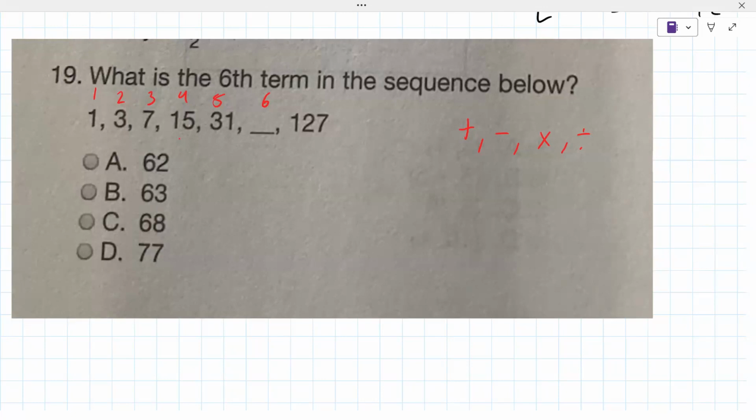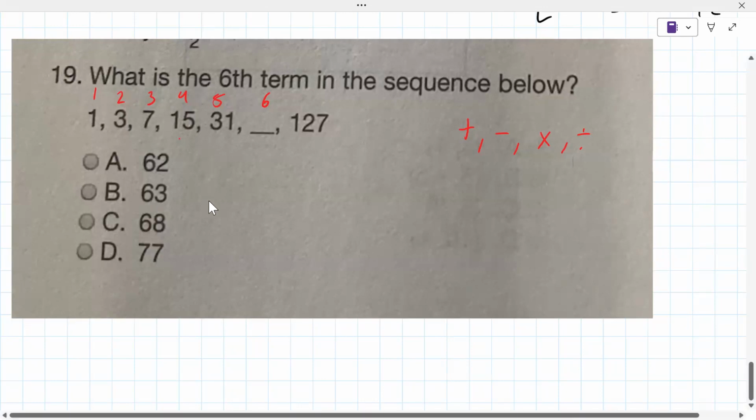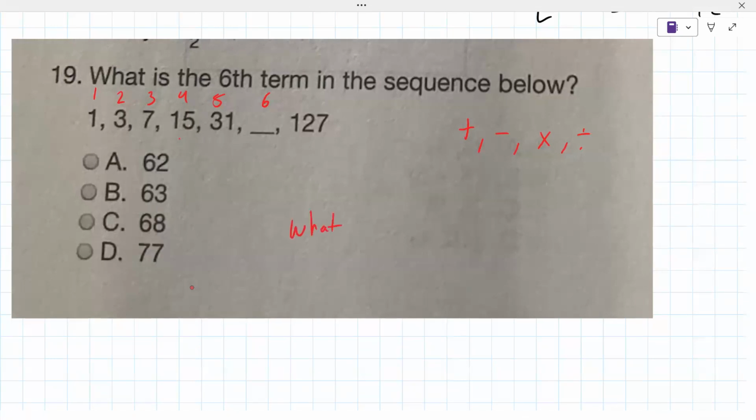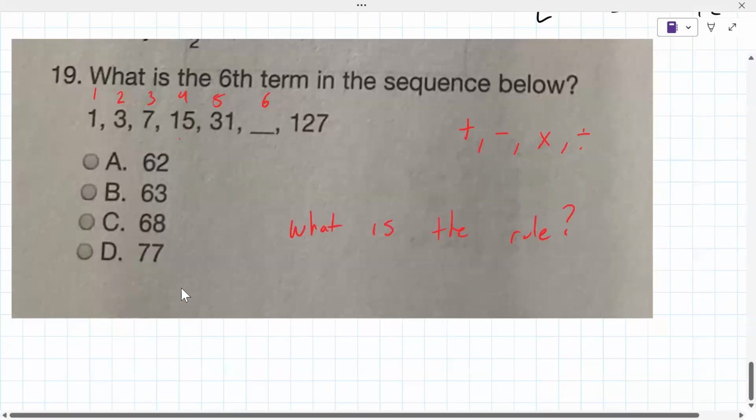68. How did you come up with 68? Because I just have to remember the order from the sixth term. So what is the rule? What is the rule that allows you to go? You have to be able to use either four math symbols, which is addition, subtraction, multiplication, or division. Right. So tell me the rule. How do you go from 1 to 3, 3 to 7, 7 to 15, and so on?